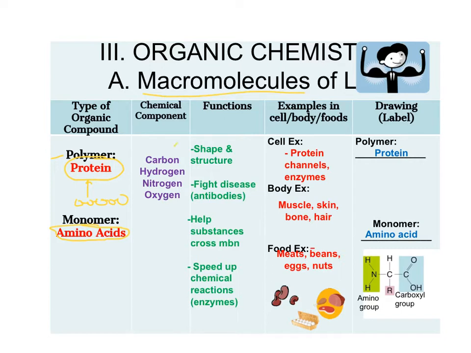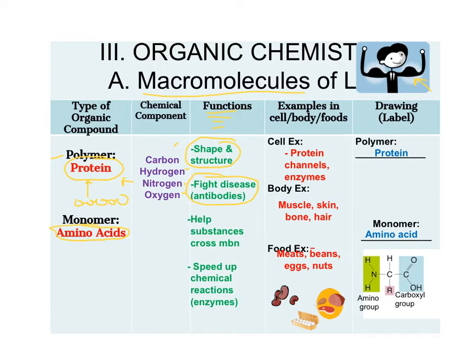Now, the chemical components, what are they made out of? They're made out of carbon, hydrogen, nitrogen, and oxygen. Are you going to need to know that in my class? You won't. I'm not going to ask you about that. Functions, you definitely need to know. Shape and structure. So basically like this guy right here, his muscles are made mostly of proteins. Here's another one, not super important, that's why I'm going to put it in yellow. Fight disease: antibodies, which your body produces to help fight illness, are made of proteins.